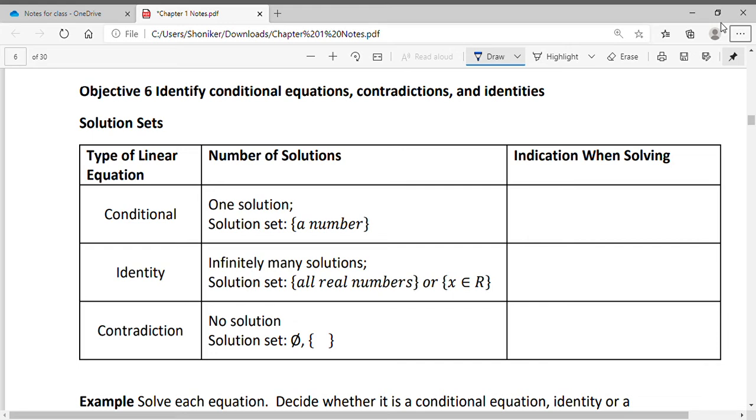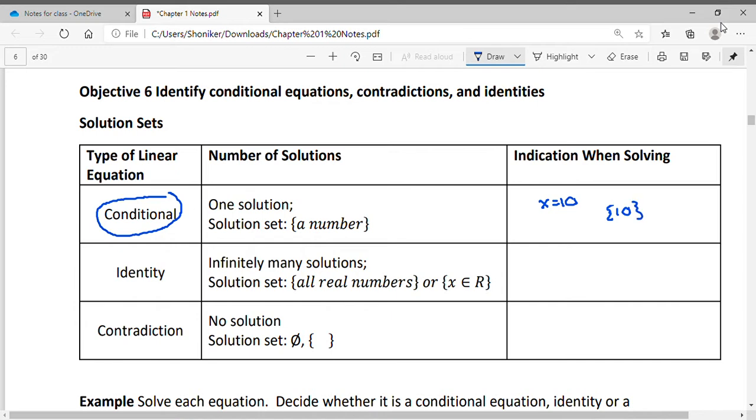The last objective of 1.1 is identifying whether an equation is conditional, a contradiction, or an identity. Up until now, every single equation that you've solved has come up with something like x equals 10. And this is great. It means that when you plug 10 into your equation, that 10 is the only value that will make your equation true. So your equation is conditional on x being equal to 10, or the solution set is 10.